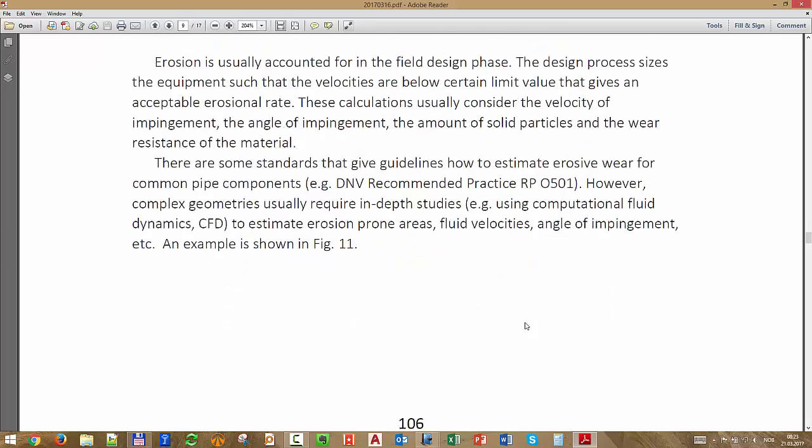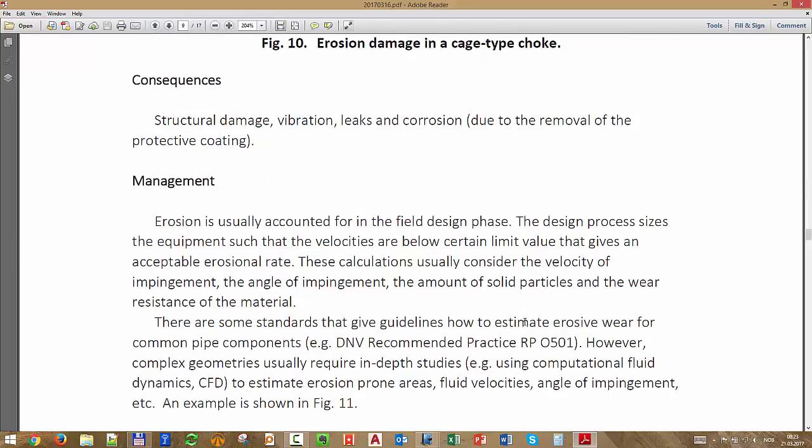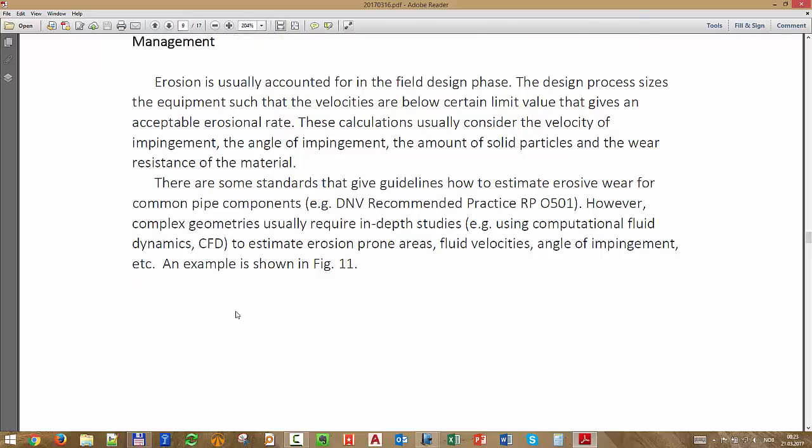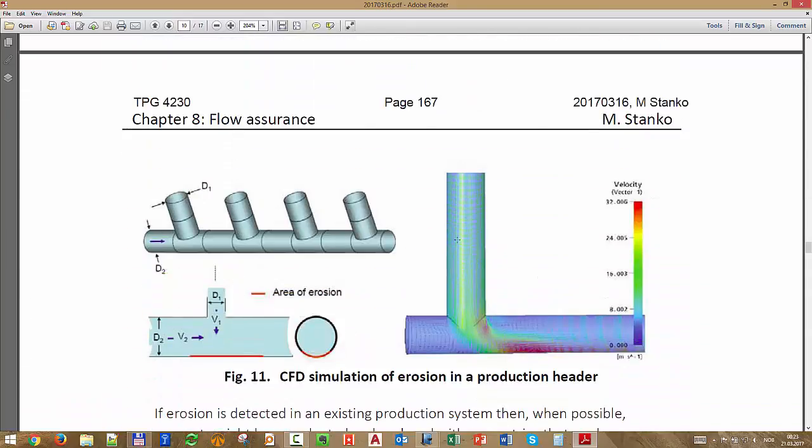But there are some other components, for example boosters, chokes, or manifold geometries, that are not so standardized. So for that case, you use computational fluid dynamics, CFD, and that basically consists of calculating velocities in 3D in the domain, and you try to detect where you have high velocity areas, so that's where you will most likely have erosion. And then with that, you also try to compute the velocity of the fluid hitting the wall and the angle.